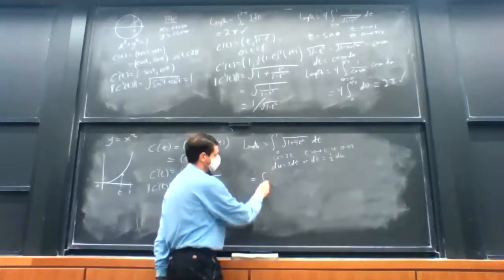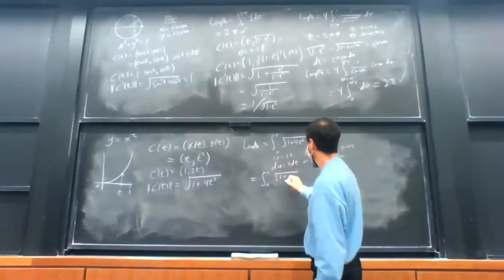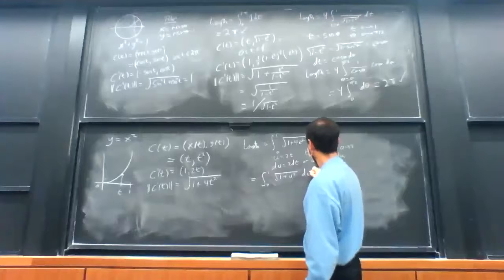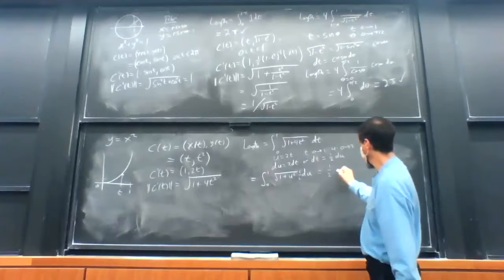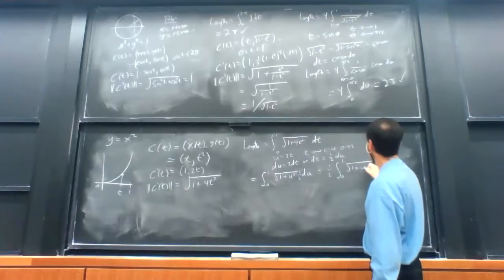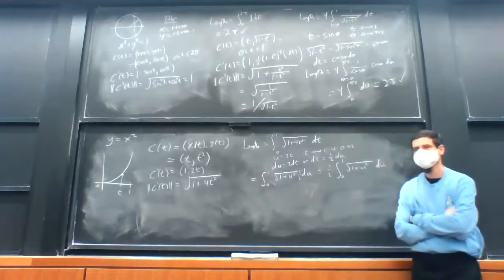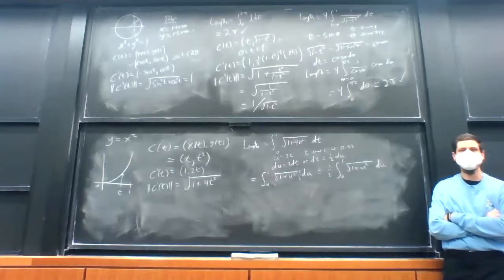So the length is just the integral from 0 to 1, and I have the square root of 1 plus u squared times 1/2 du. So it's 1/2 the integral from 0 to 1 of the square root of 1 plus u squared du. Okay, who remembers what function has derivative square root of 1 plus u squared?